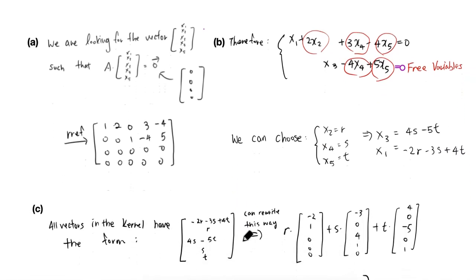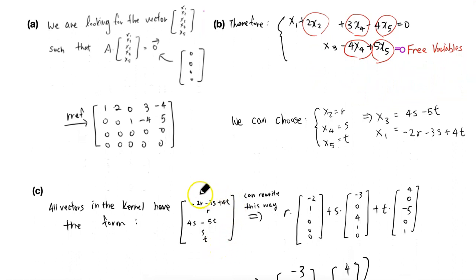So the vectors in the kernel have that shape. It's x1, x2, x3, x4, x5, where we have substituted the values in terms of r, s, and t. This vector, or all the vectors that are in the kernel, can be split in a very interesting way, where we put all the parts that have r, and then all the parts that have s, and all the parts that have t. So in terms of r, we would have a vector r times negative 2, 1, 0, 0, 0, plus, which of these have an s?